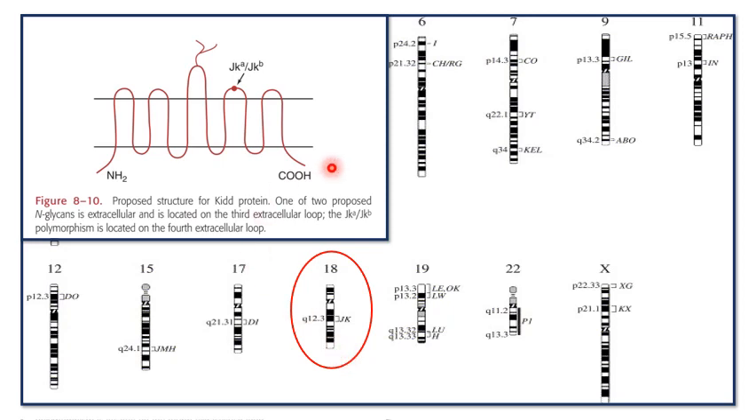So this is the proposed structure for the Kidd protein. One of the two proposed N-glycans is extracellular and is located on the third loop. So this is the first, second, third extracellular loop, and the JKA or JKB polymorphism is located at the fourth extracellular loop.